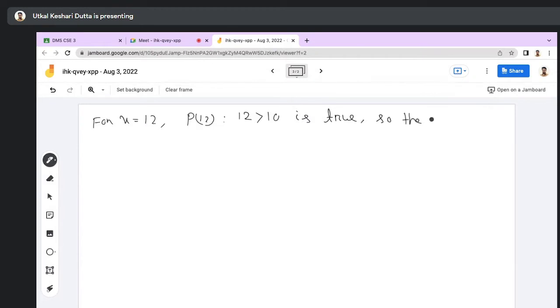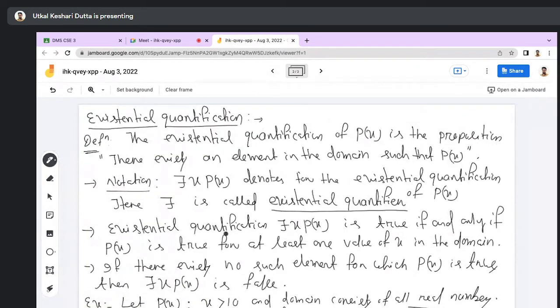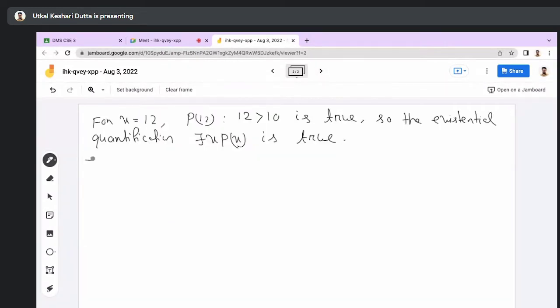So the existential quantification, there exists x, P of x is true. Then tell me, if the domain contains elements 1, 2, 3, 4, 5, 6, then what will be the truth value of there exists x, P of x? It's false. In that case, that will be false.